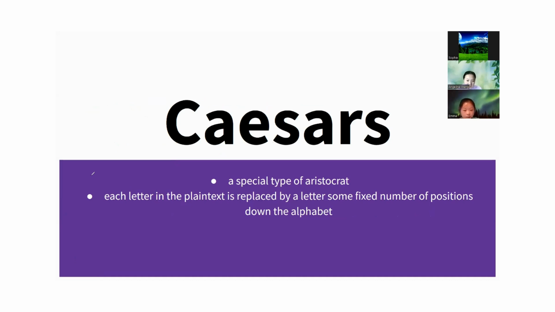So what's next are Caesars, and they're a special type of aristocrat, but this time it's going to make our life a lot easier because every single letter is moved by the same position. So as long as you can figure out what one letter has been moved by, every single other letter in the alphabet has also been moved by the same number of times. That's where the math comes in here.